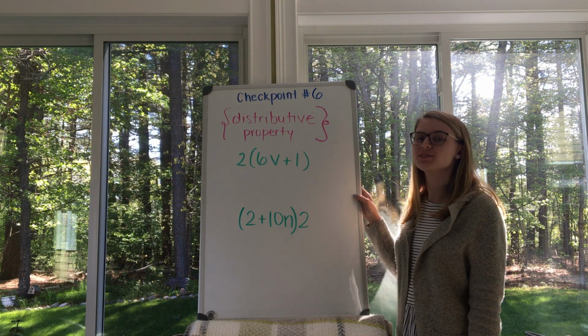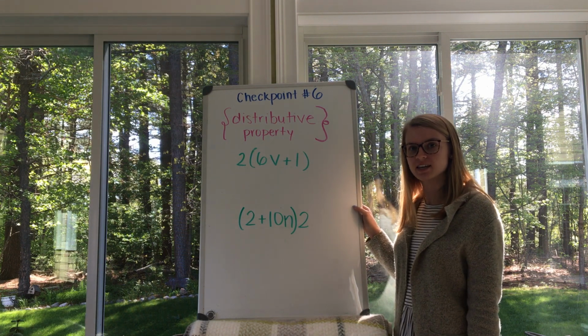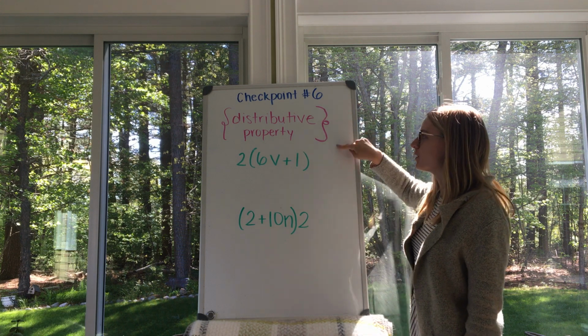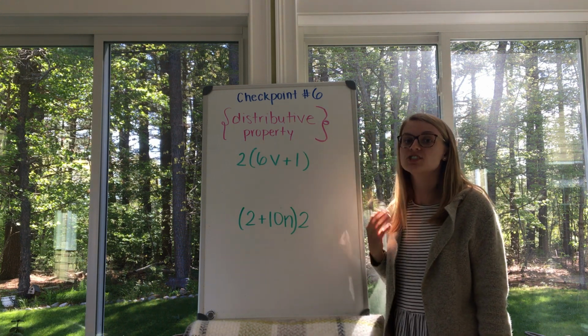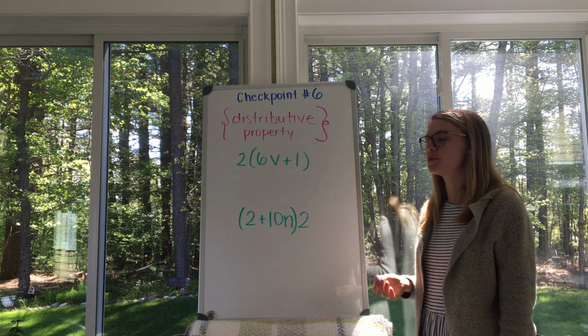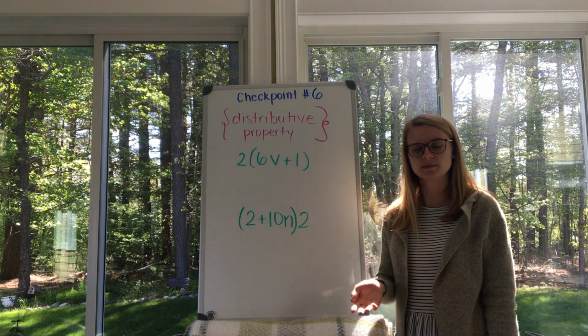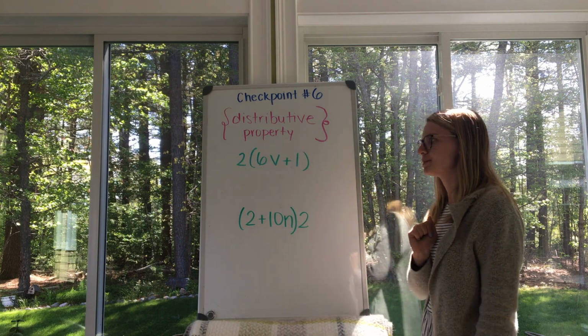Today we're going over what you need to know for checkpoint number 6. We are learning about the distributive property, which I wrote here in pink. The distributive property is when we distribute a number across an equation or an expression. So let's look at some examples.